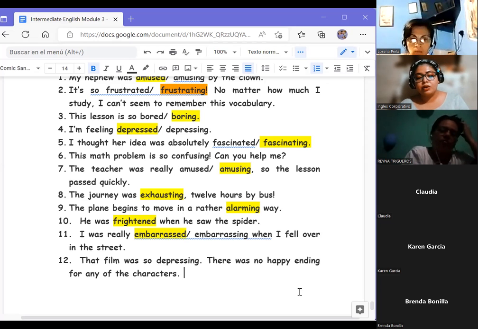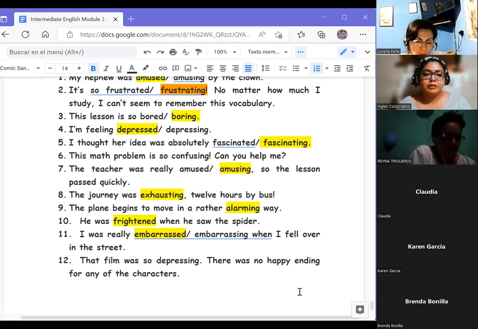So in that case, we are going to talk about synonyms. Después de haber visto los participle adjectives, vamos a seguir hablando de los adjetivos, pero en este caso vamos a hablar de sinónimos.